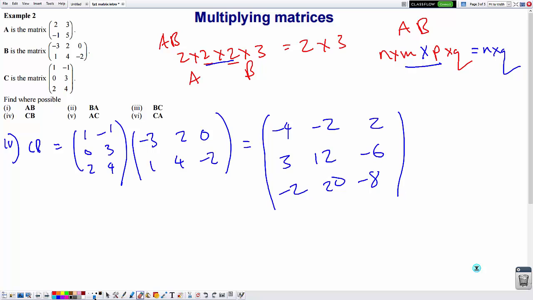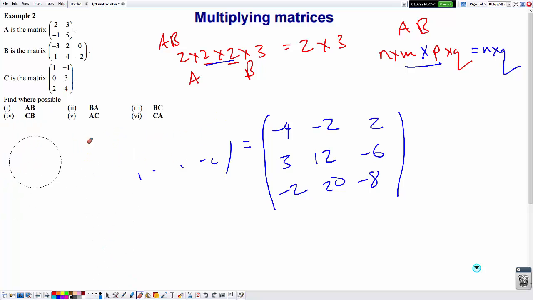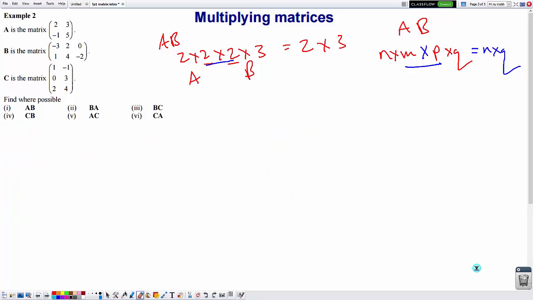Okay. So I'm going to get rid of this. Let's just see if it's possible. Hopefully some of these aren't possible, so I don't have to work out all of these. So A is a 2 by 2. In fact, let's just write these down. This is a 2 by 3, and this is a 3 by 2. Okay, so we're working out AC. Well, A, C. Let's just check. Is it 2 by 2 multiplied by, and C is a 3 by 2.